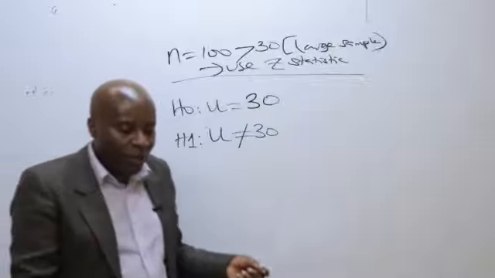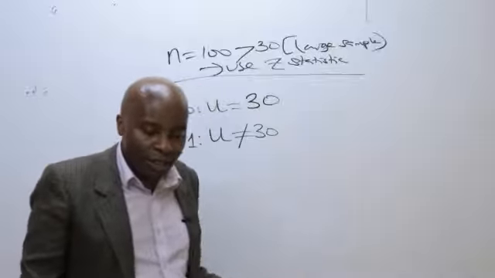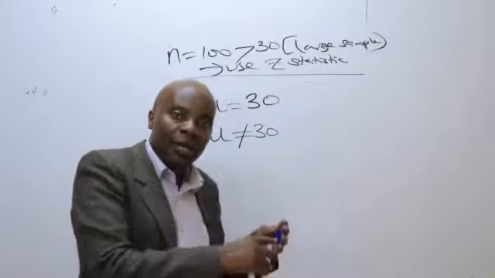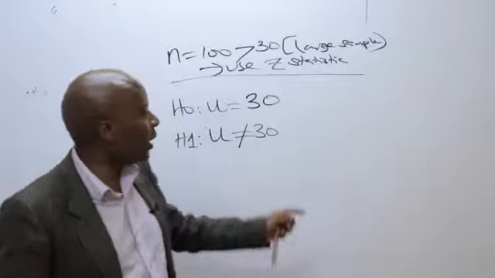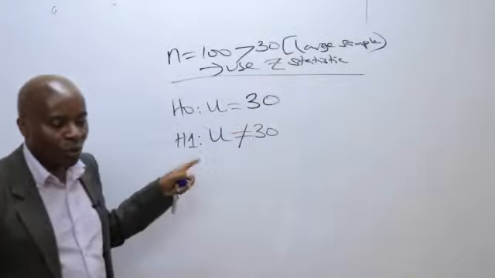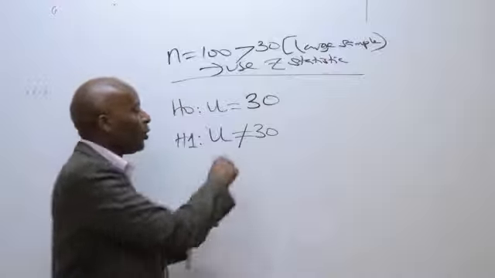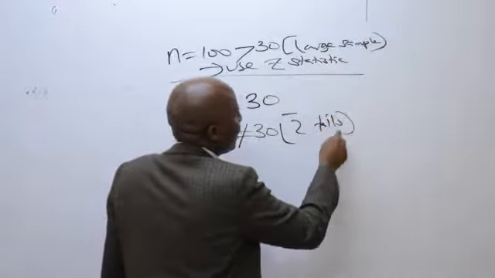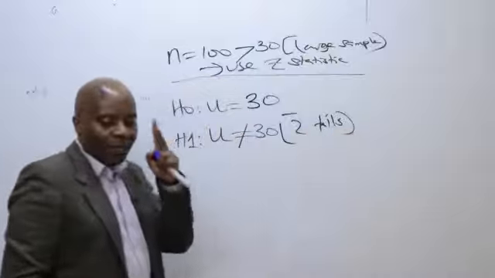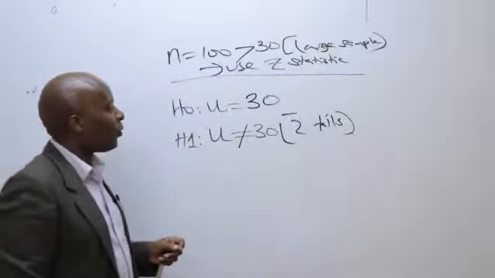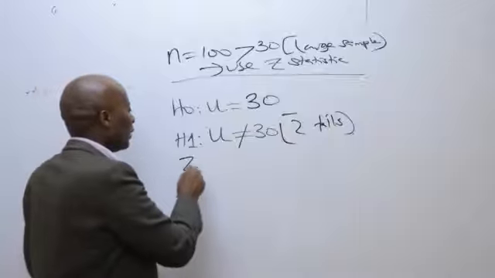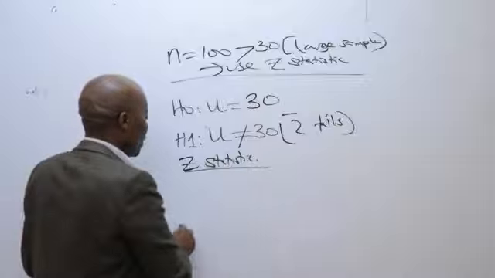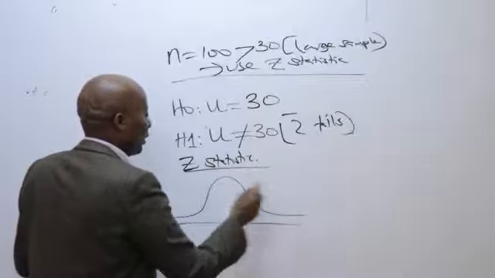He simply wants you to assess the reasonableness. It could be unreasonable for being very small, or it could be unreasonable for being very big. So in this case, we use not equal to 30. When you use not equal to, we are talking of how many tails? We are talking of a 2 tails test. Tails ni ngapi? Ni mbili. From there, ladies and gentlemen, we have our Z statistic.